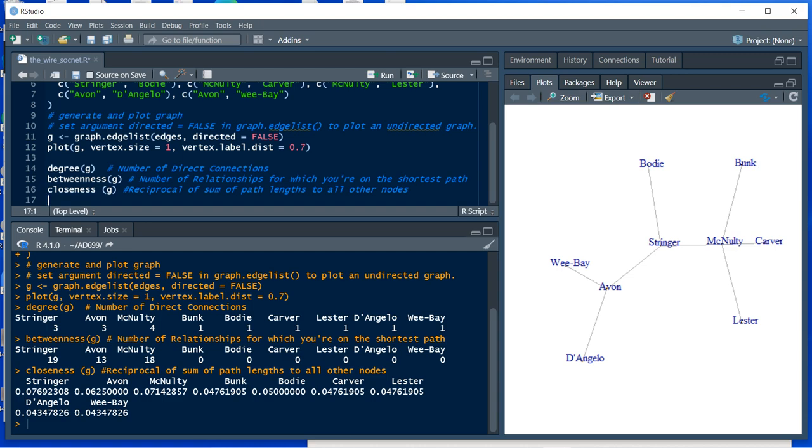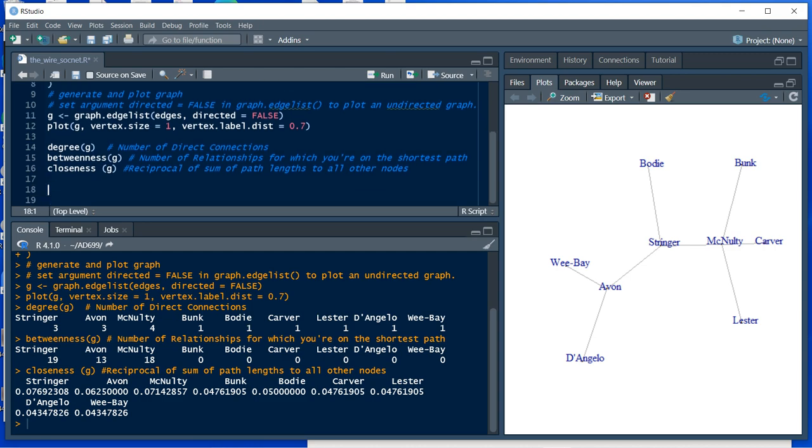And what we want to do is look at the distance between him and other people in the network. So what we're going to do is we'll say Avon to D'Angelo is 1. Okay, so that's 1. We'll say Avon to Weebay is 1. Avon to Stringer is 1. And we have to do this. We have to go through all the network, which is why it's kind of good. This isn't a very huge network.